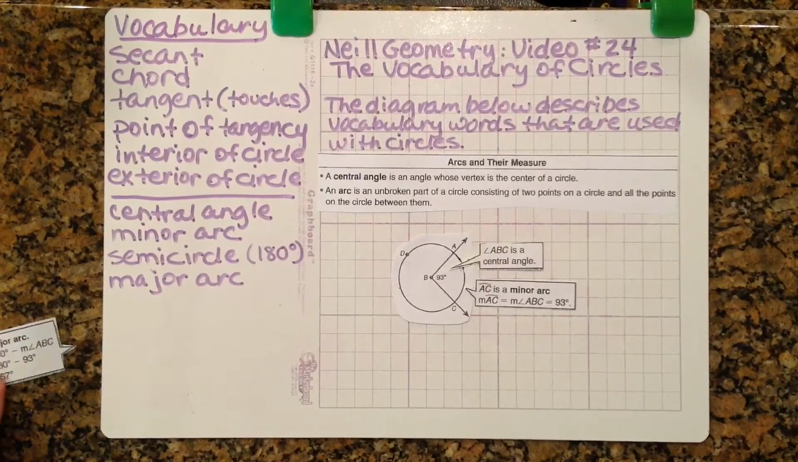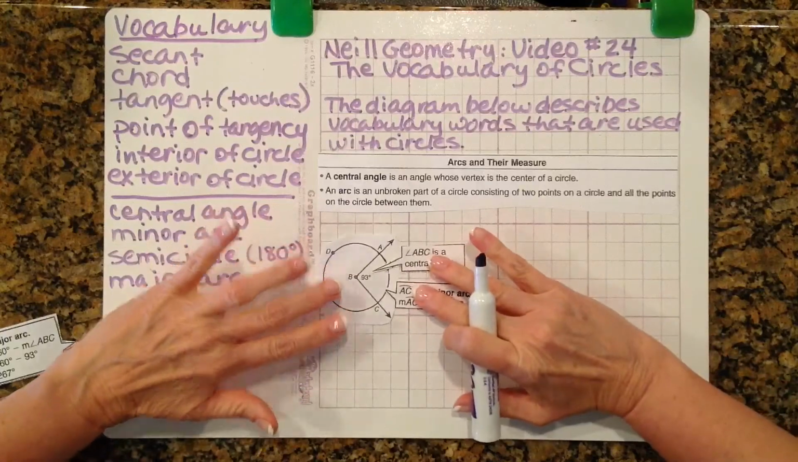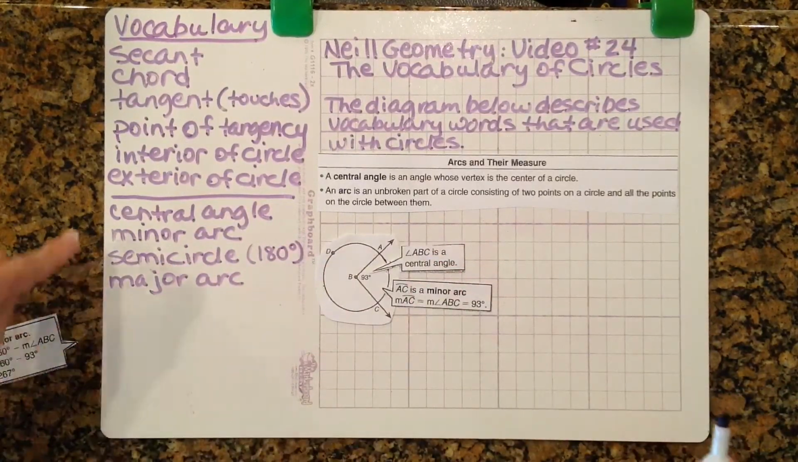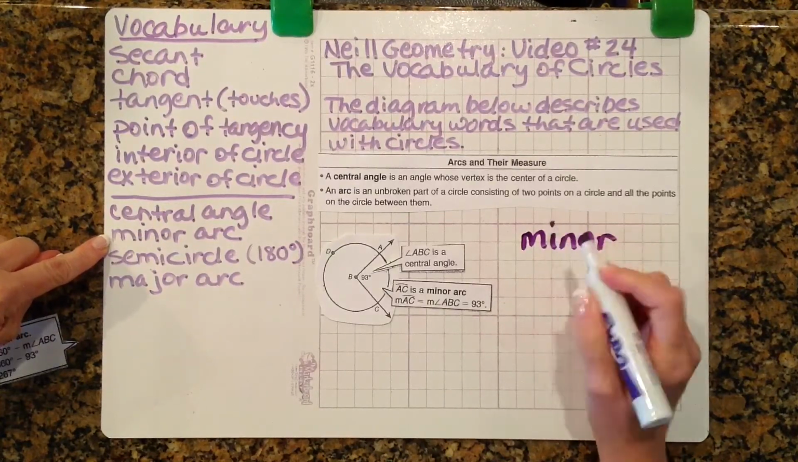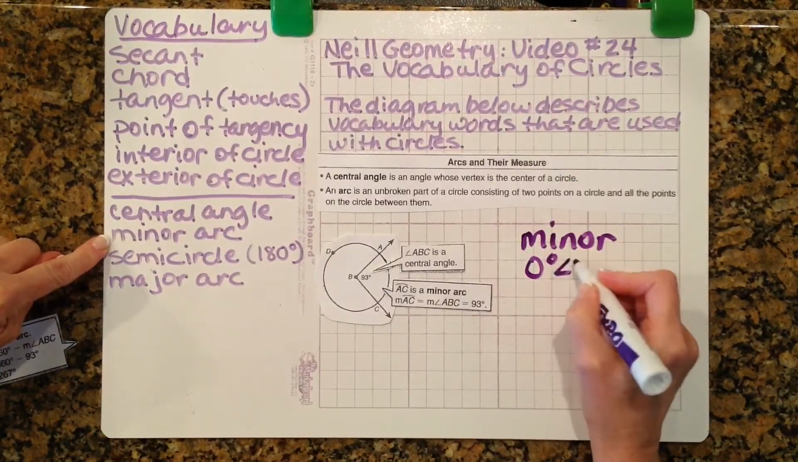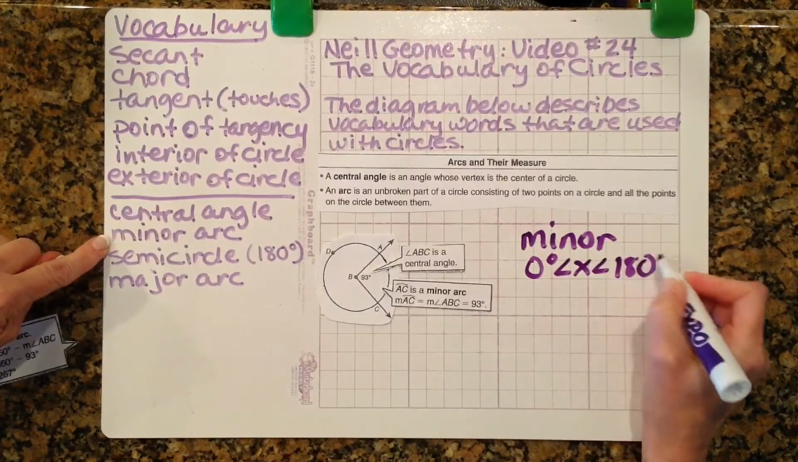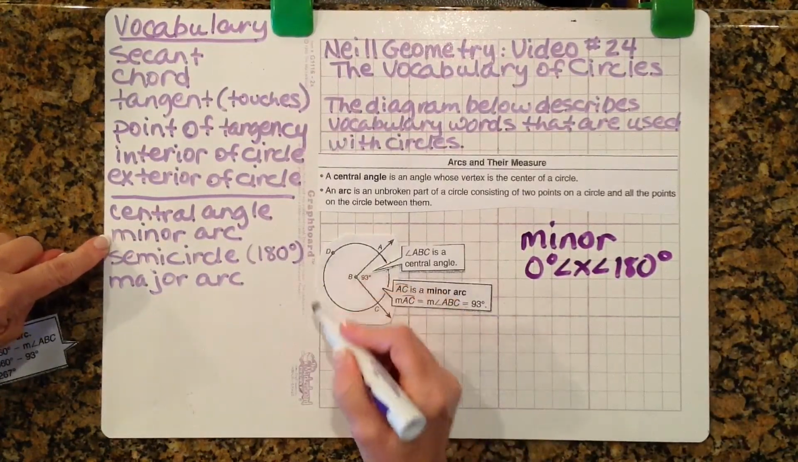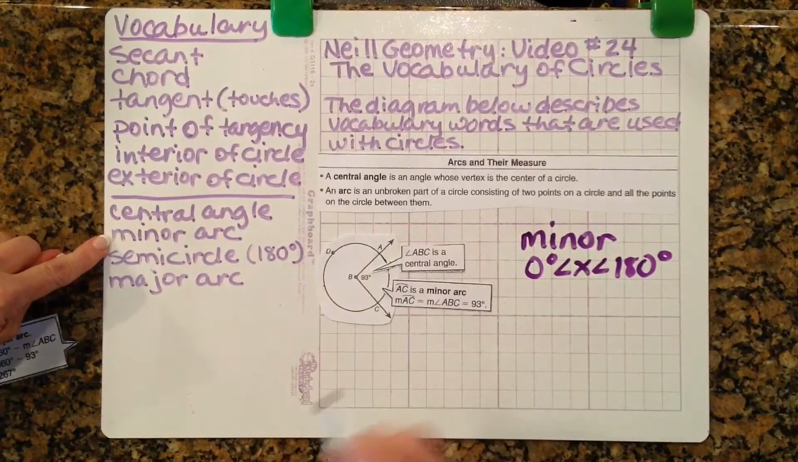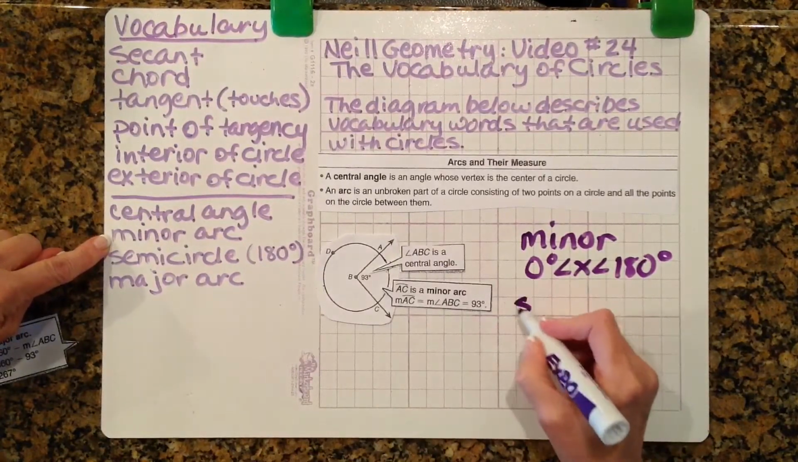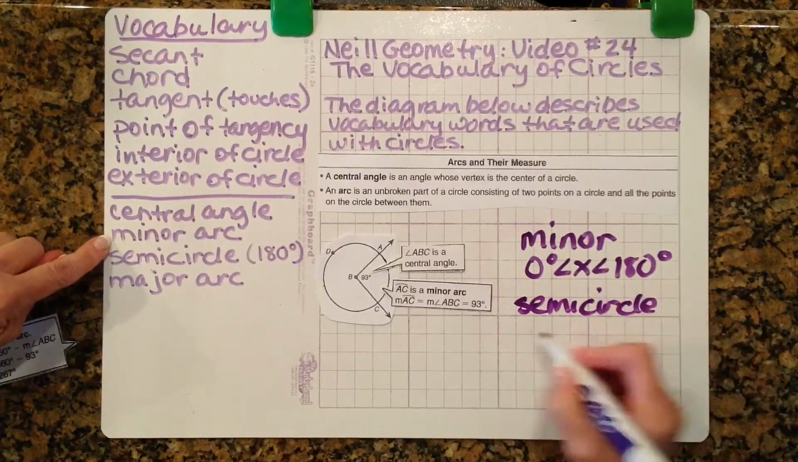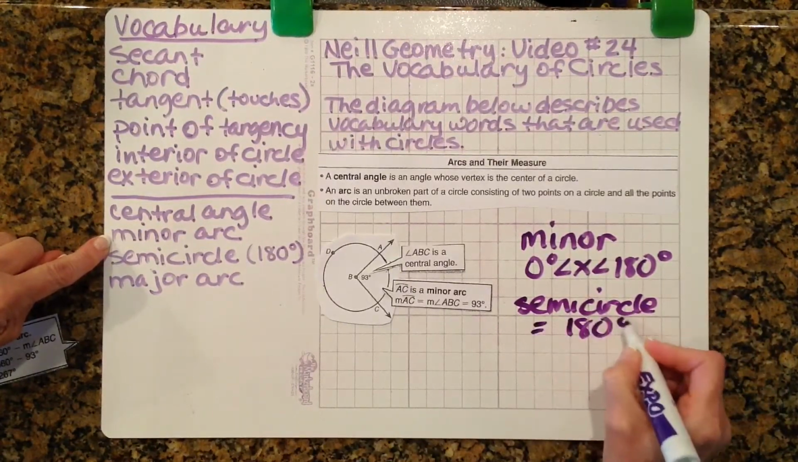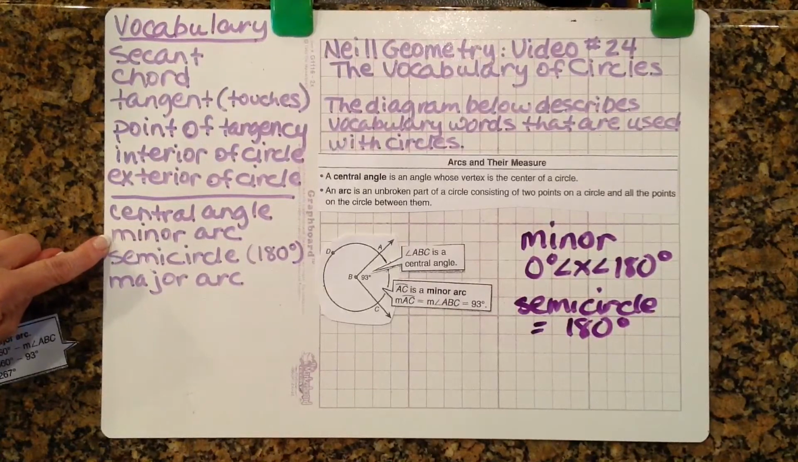Okay, then we're going to talk about minor and major and semicircle. So I'm going to move this over right here just for a second. There's really 3 kinds of arcs. A minor arc is really between 0 and 180 degrees. Remember, all the way around is 360. How much is halfway around a circle? That's called a semicircle. And it is exactly 180 degrees. And it is half of a circle.